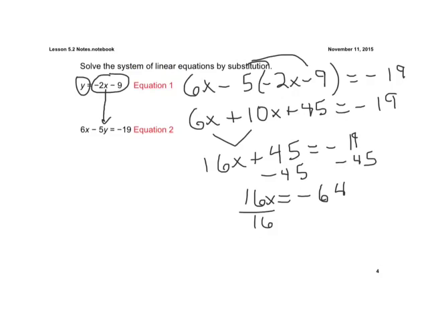Divide by 16. Do the opposite again. We're multiplying, so we need to divide. x is going to be a negative 4. That's our x value. Okay, now we need to find a y value.